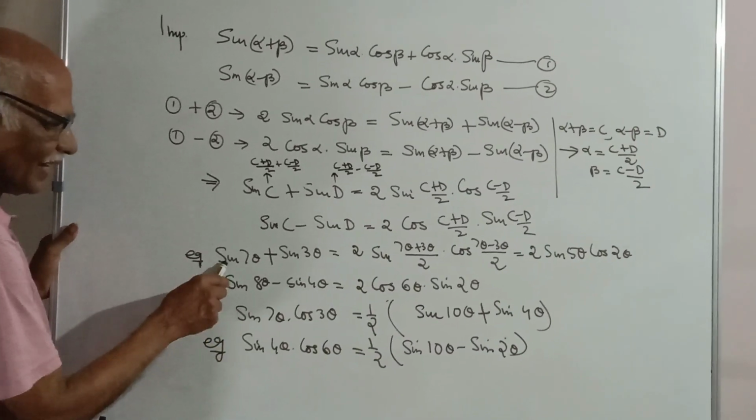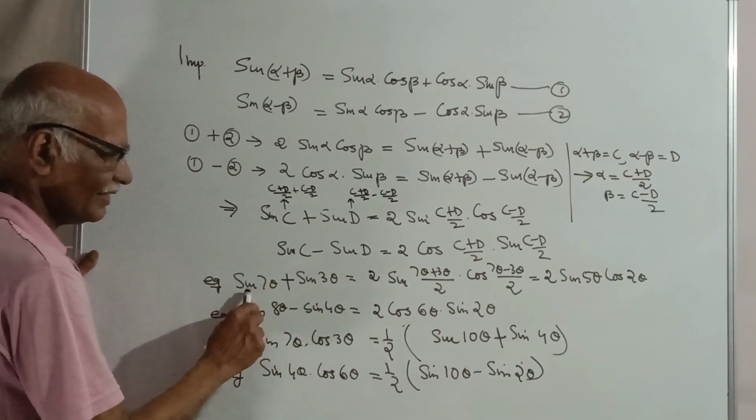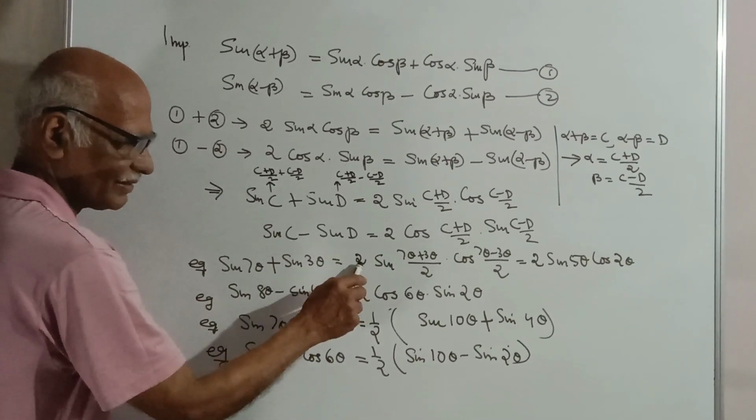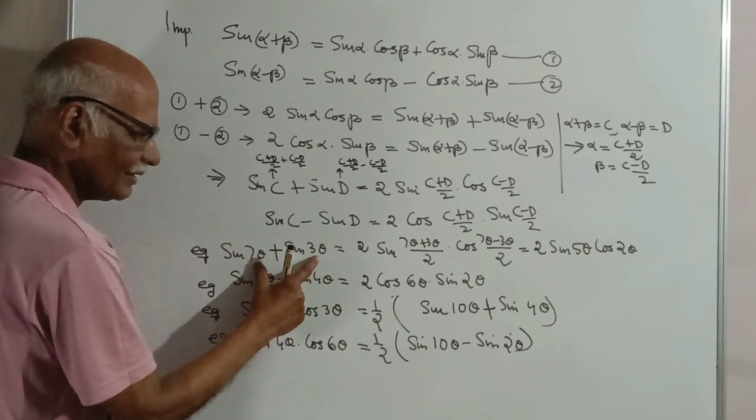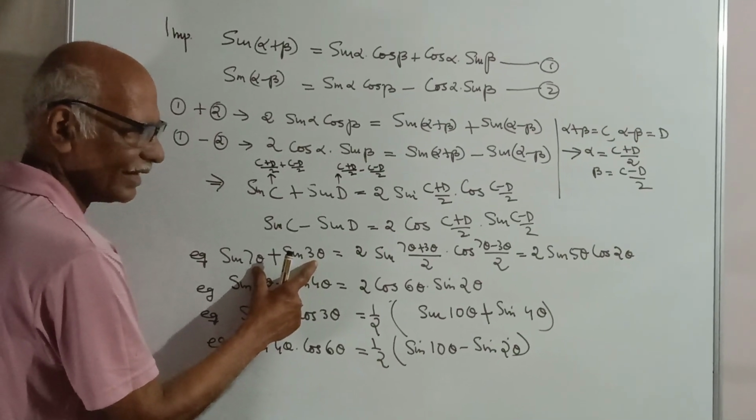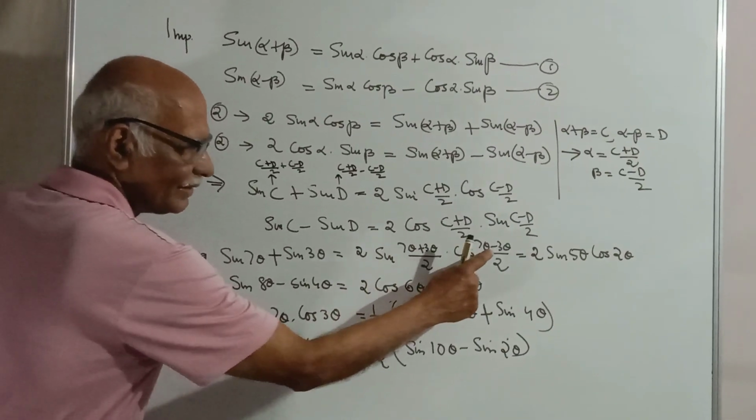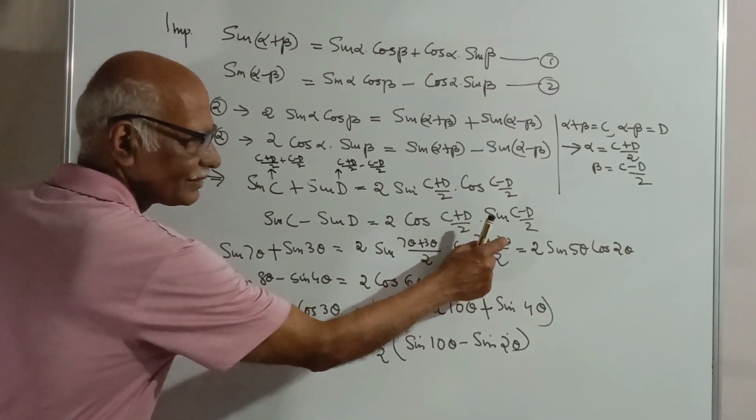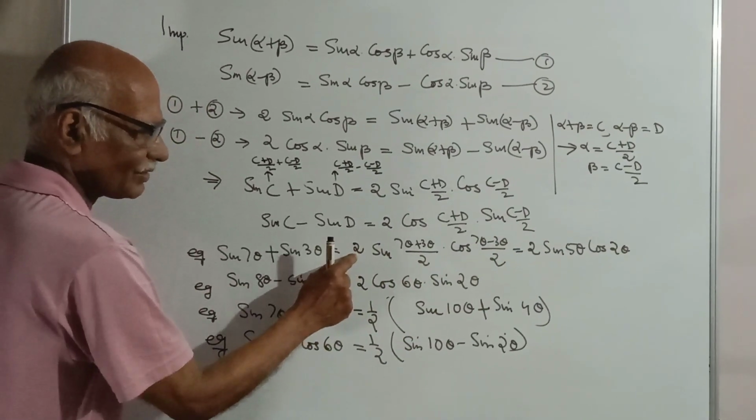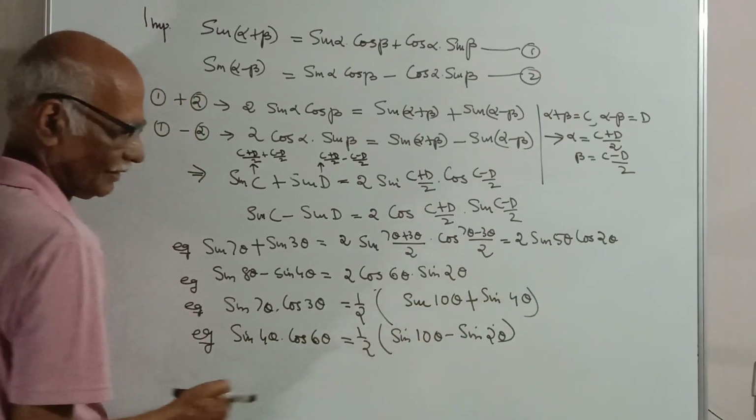For example, sin 7 theta plus sin 3 theta. It is sin plus sin. Then the result is 2 sin cos. Now we have to add 7 theta and 3 theta and take half. So (7 theta plus 3 theta) by 2. Then subtract 3 theta from 7 theta, (7 theta minus 3 theta) by 2. Net effect 2 sin 5 theta cos 2 theta.